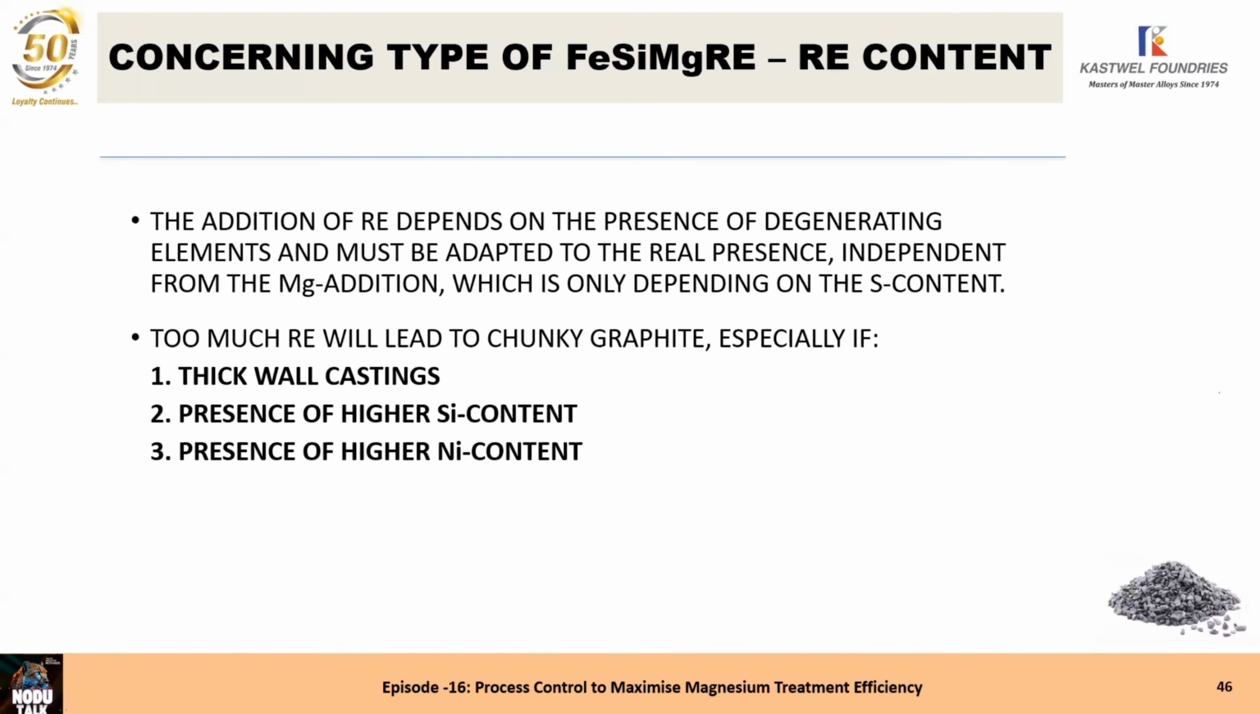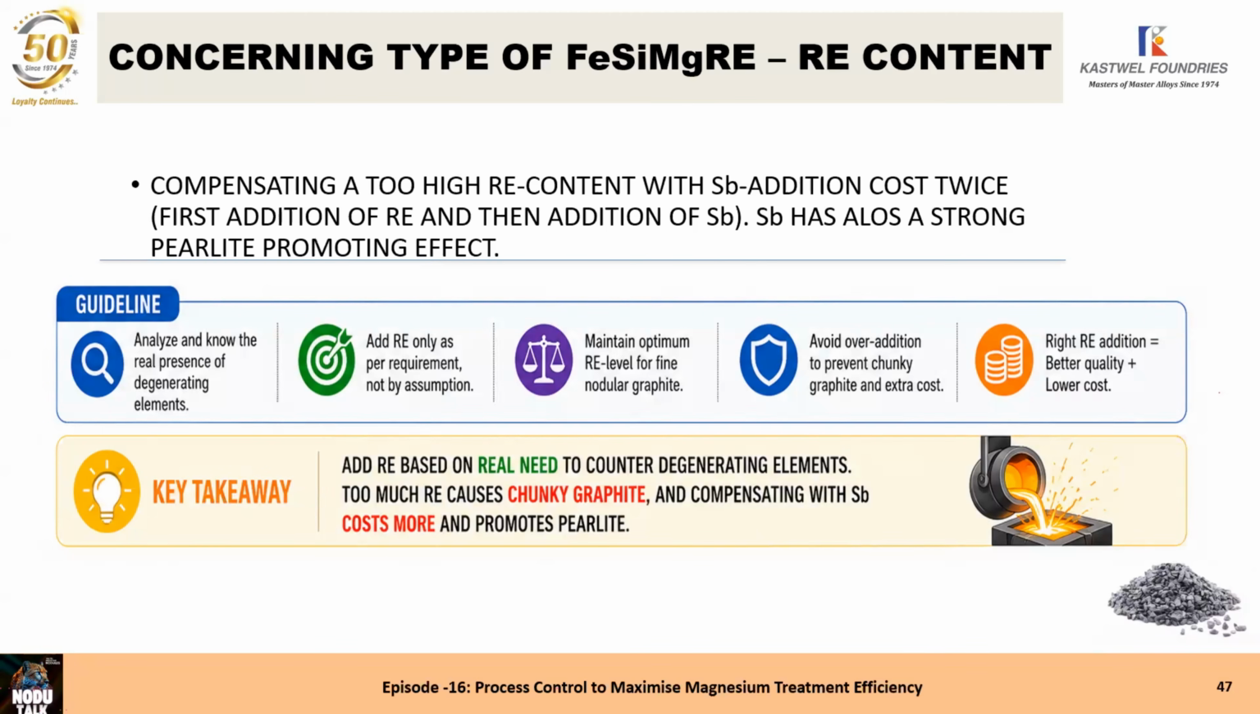Too much rare earths will lead to chunky graphite, especially if the casting wall thickness is thick, if there is a higher silicon content, like in the SSS alloys, or if there is a higher nickel content. So keep in mind that too much rare earths will lead to chunky graphite if the wall thickness of the casting is high, if there is too much silicon present, and if there is nickel present. Compensating for too high a rare earth content with antimony addition costs twice.